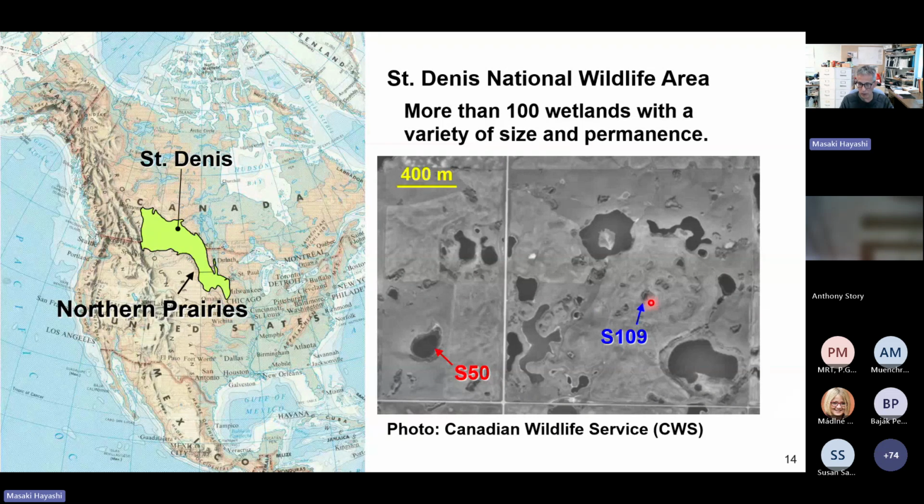So 109 is smaller and has a seasonal pond. So the pond will disappear every summer and then appear again in spring. And then it has a fresh water, low electrical conductivity. And S50 is more permanent and has a saline water, so high electrical conductivity due to the presence of salts. These are sulfate salts, not the sodium chloride. So this color coding is used throughout: blue for the seasonal and freshwater wetland, and red for more permanent and saline water wetland.